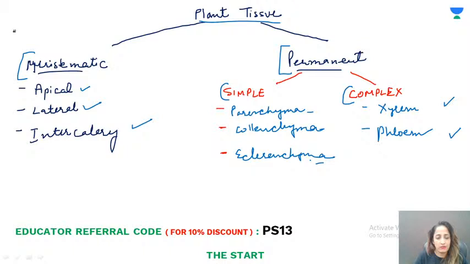Okay, so I will pick one by one. First we will start with your meristematic. Second we will do your simple permanent, and third we will talk about complex permanent. All right, so here we go.